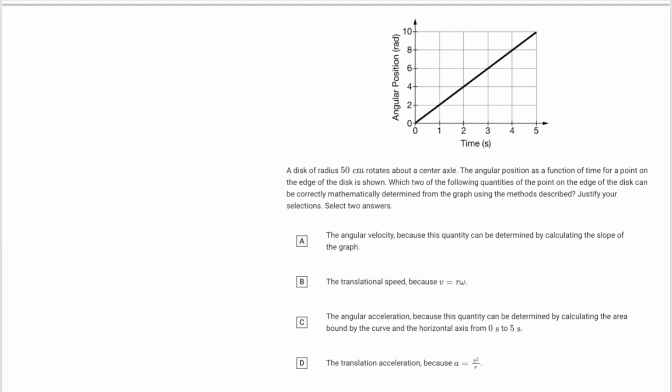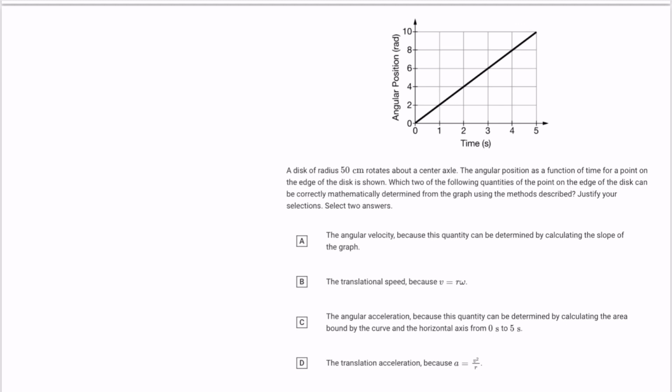And the question says a disk of radius 50 centimeters rotates about a center axle. The angular position as a function of time for a point on the edge of the disk is shown. Which two of the following quantities of the point on the edge of the disk can be correctly mathematically determined from the graph using the method described? These answer choices are saying that you can find some information based off of what's in the graph. It wants us to pick two answers.